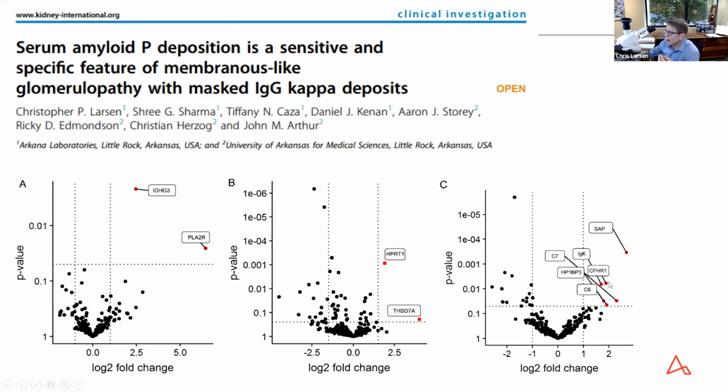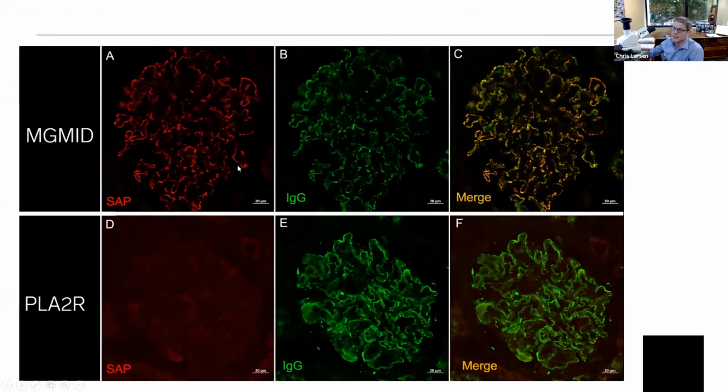A small update to this entity is that more recently, we found by microdissecting glomeruli from this entity and comparing it to other forms of membranous, that the protein SAP, Siri just told me she doesn't understand, which I'm not surprised. I'm not sure I understand either. But SAP was an outlier. This is serum amyloid P, along with several other complements, were significantly increased in the glomeruli from this entity of membranous-like glomerulopathy with masked IgG kappa deposits. Ugh, get tired just saying that long name.